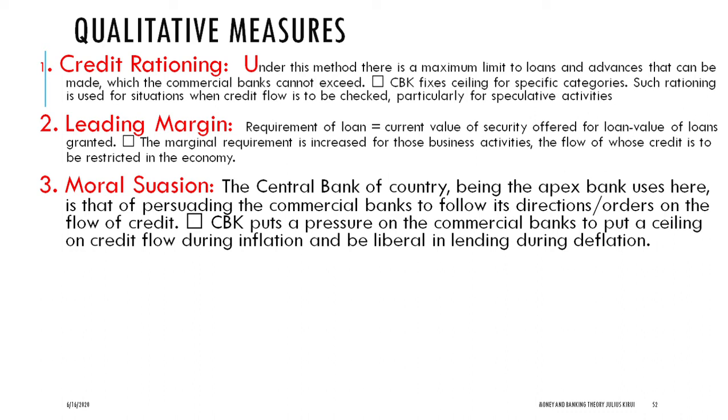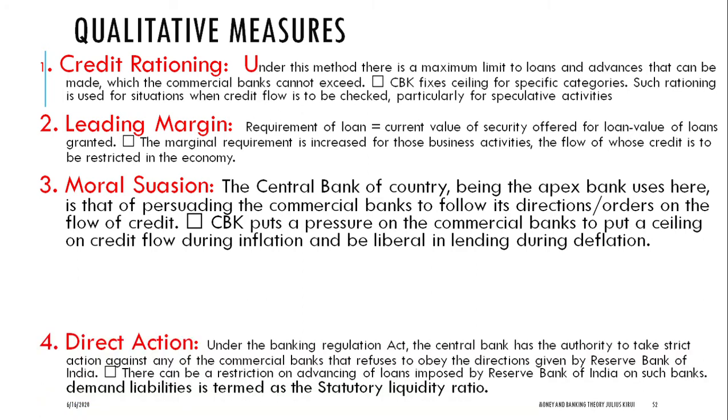So this is actually critical. The central bank will advise or will persuade the commercial bank to put a ceiling. When there is inflation, there must be a ceiling. And when there is deflation, liberal lending must be put in place.